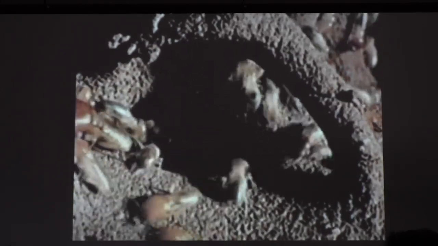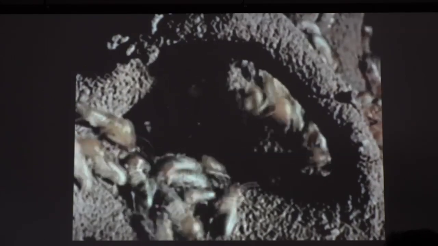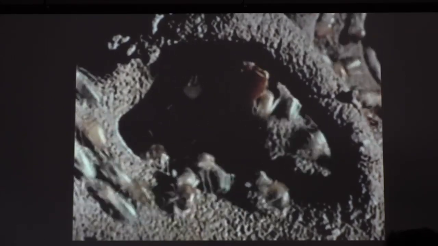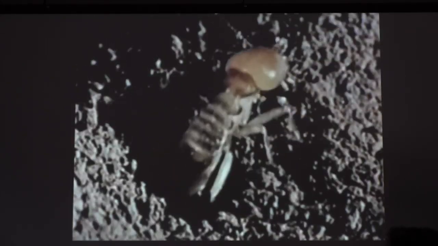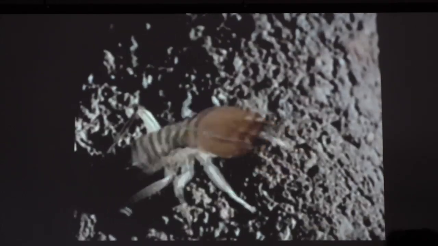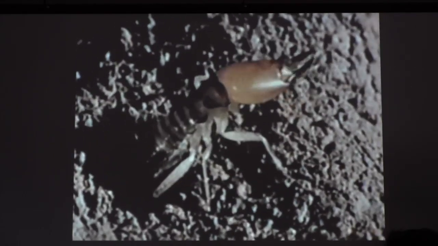The society is based on a strict division of labor, and each individual plays a clearly defined role in the life of the nest. About 2% of the population are soldiers, equipped with massive heads and powerful jaws. They come in two sizes, major and minor, and all of them are sterile females.